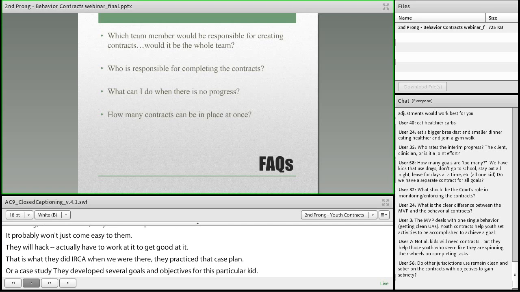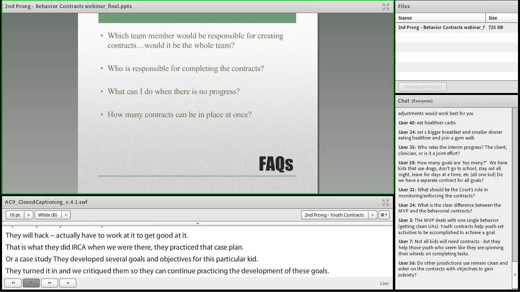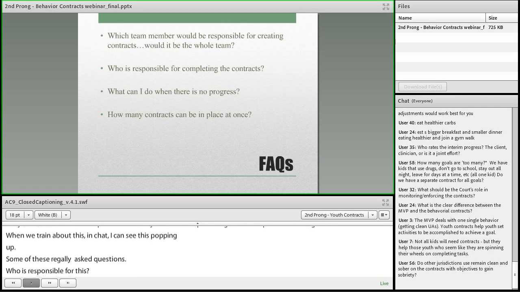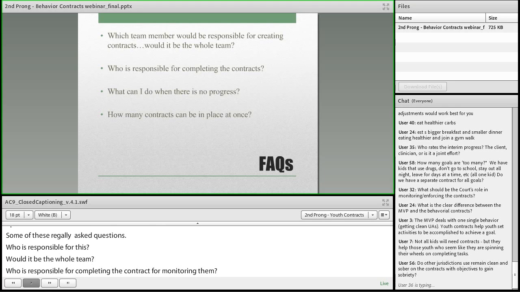So when we train about this, in chat I can see some of these frequently asked questions popping up. Who's responsible for this on the team? Would it be the whole team? Who's responsible for completing the contracts or monitoring them? What can I do when there's no progress? And how many contracts is the best number to have in place at any one time? So we just popped these up there.